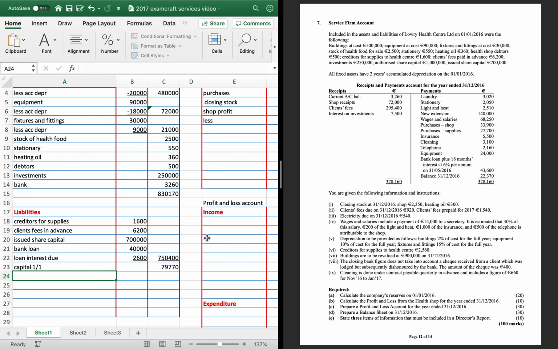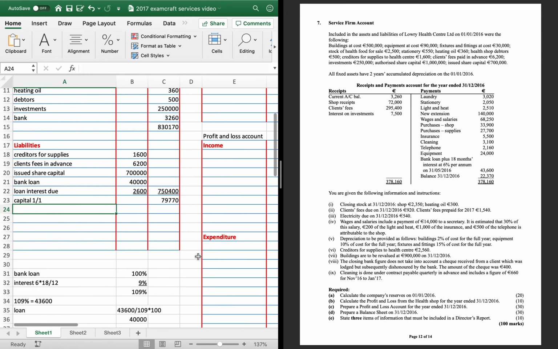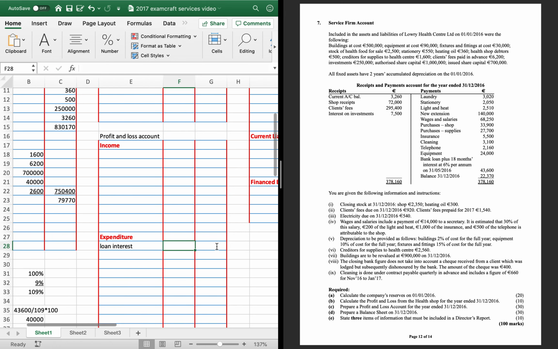Okay, now I would straight away, by the way, immediately put in that loan interest in my expenditure. That's one you can forget, the 1,000, from my first working. Okay, so that's part one done, 20% of the question, calculate the company's reserves. Part two is calculate the profit and loss from the health shop.